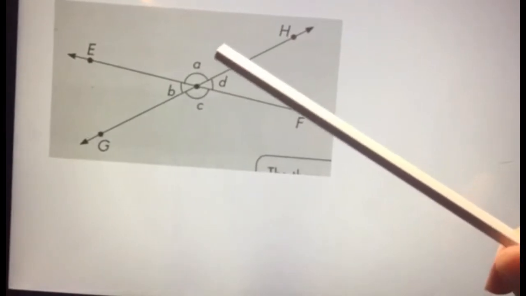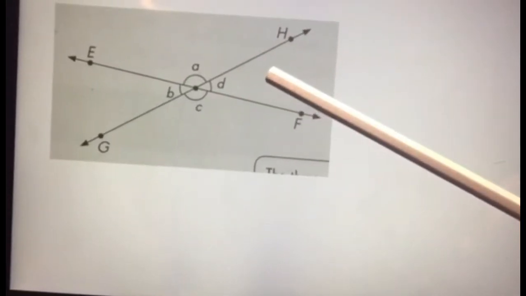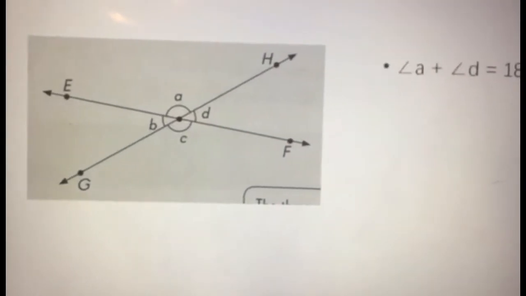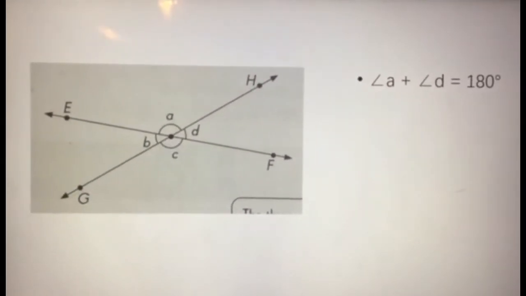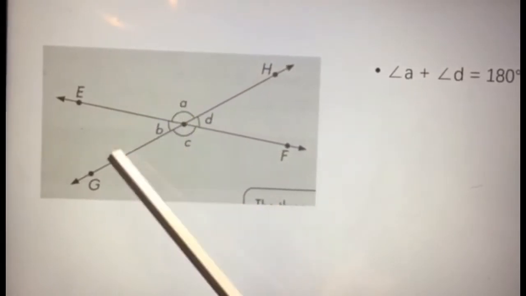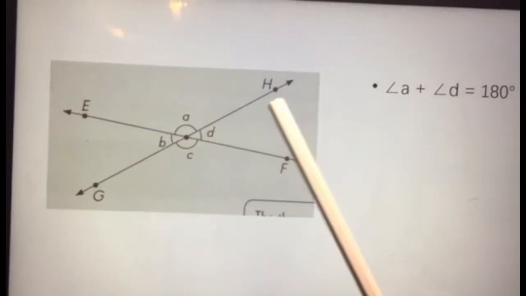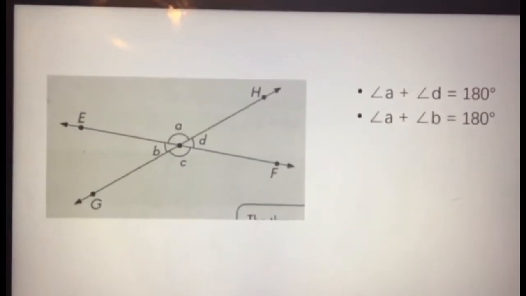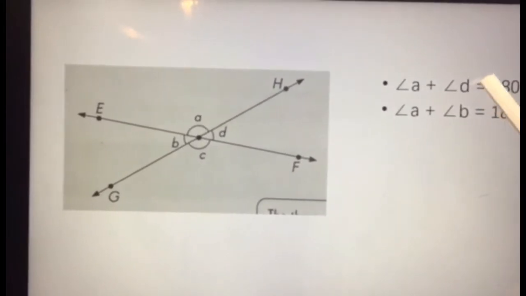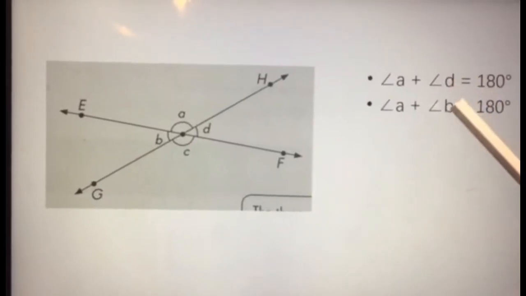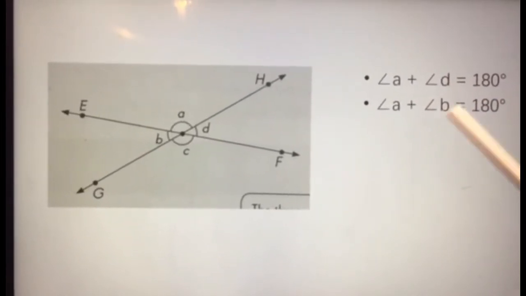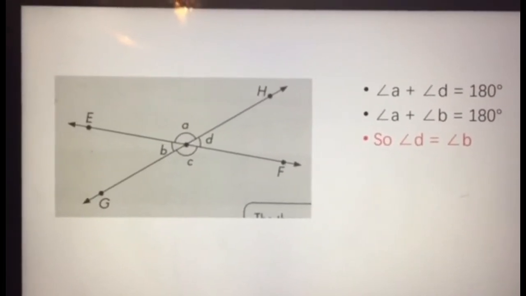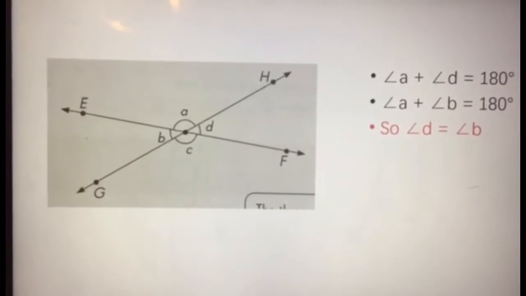Since we already know that angle A and angle D are angles on the line EF, and we are sure that they add up to 180 degrees. Same thing for A and B. They are angles on line GH. So angle A and angle B add up to 180 degrees. Well, do you see that angle D and angle B, they will have to be the same? Right. So angle D and angle B, they measure the same.